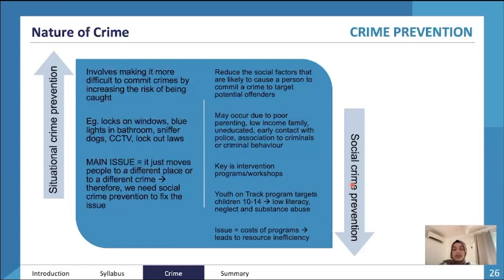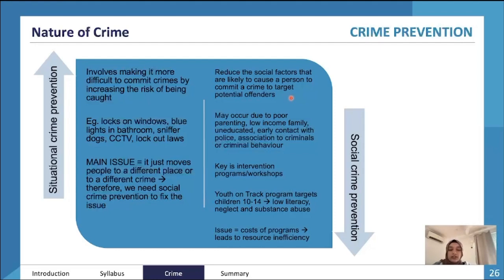So that's where we look at social crime prevention. This is where we reduce the social factors that are likely to cause a person to commit a crime, or to target potential offenders. This may occur due to poor parenting, or a low-income family, where they feel like, okay, in order to eat today, I'm going to need to steal something, right? Or being uneducated, where they're not able to go out and find a job as easily, because most jobs may require some experience or education. Early contact with the police, association to criminals or criminal behavior, where you fall into that cycle of criminal behavior and it's very hard to come out of that cycle.